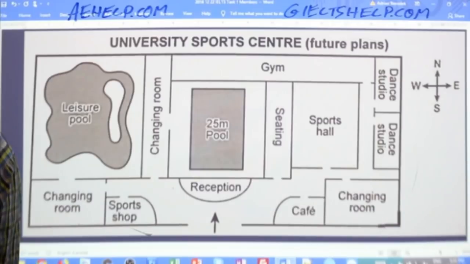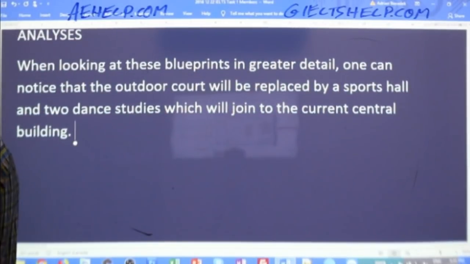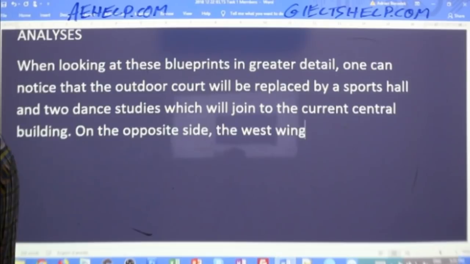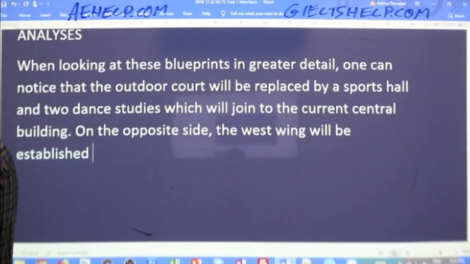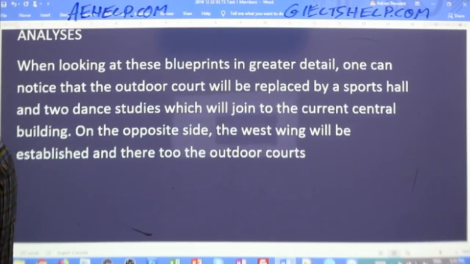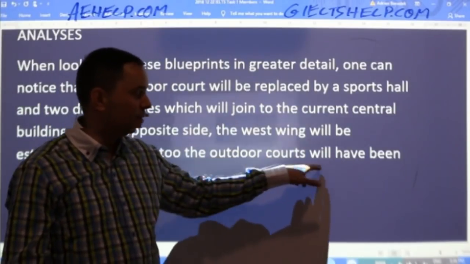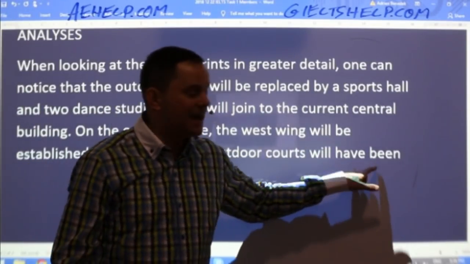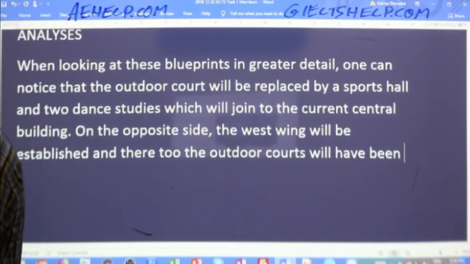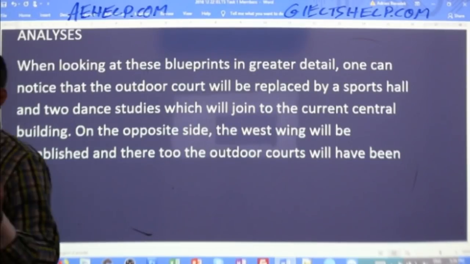So let's switch to the opposite side of the building. On the opposite side, the west wing will be established, and there too the outdoor courts will be, or will have been, replaced. So throwing in that little bit of future perfect passive voice shows the examiner that I can use the future with will, but I can also use will have. Don't overdo it, but if you throw one of these in there, you'll get a good mark for it, as long as you use it correctly.